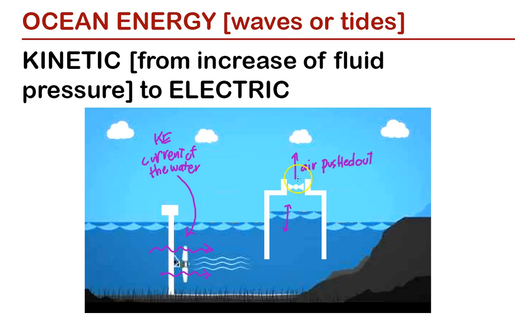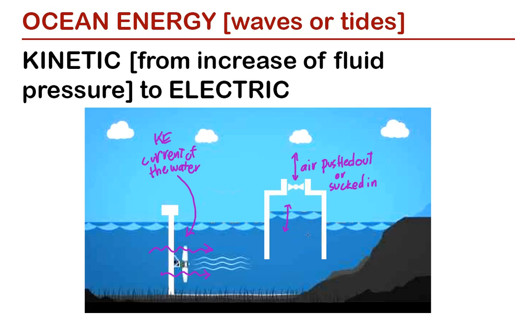Or it could be air being sucked in, because if the water level goes down, the air has to come from somewhere in this space, and it's going to come from out here. So it could be blown out or sucked in. Because of that, I will create kinetic energy of the air, just like wind power, and it will make the turbine spin at the top.